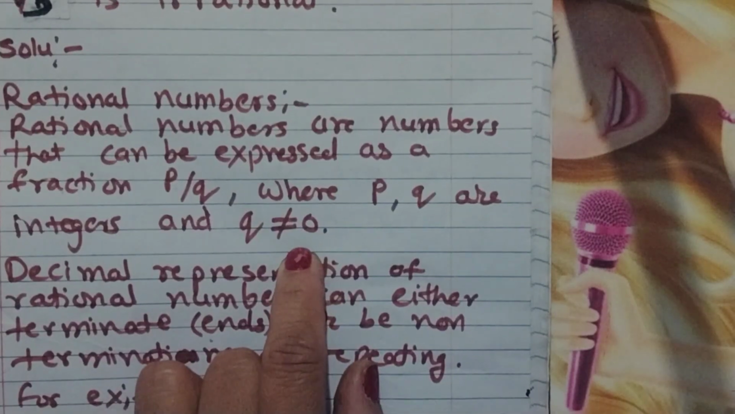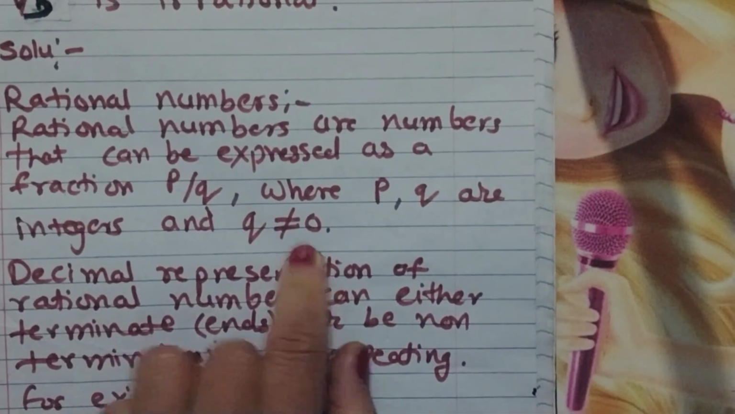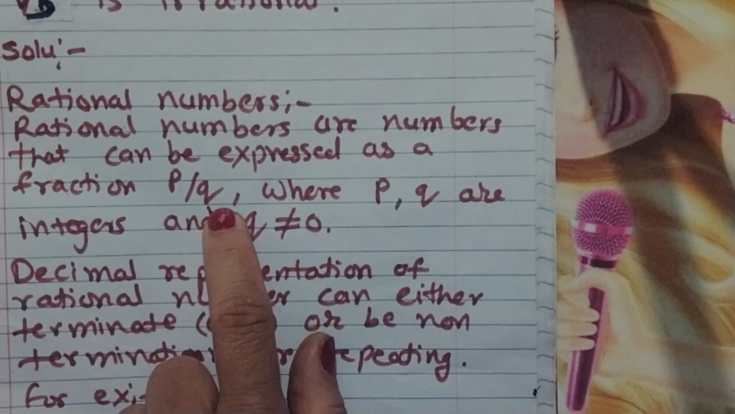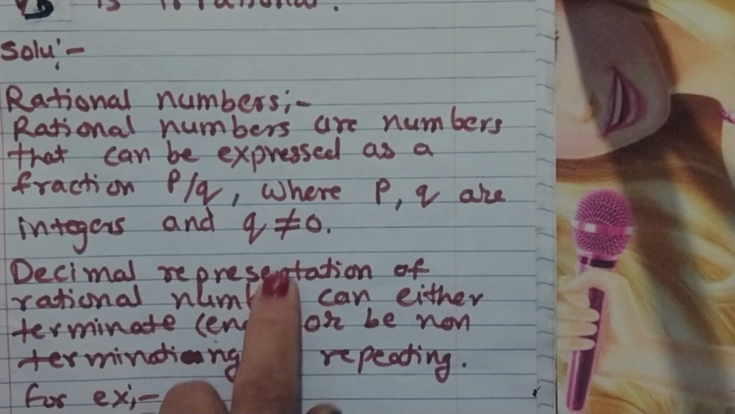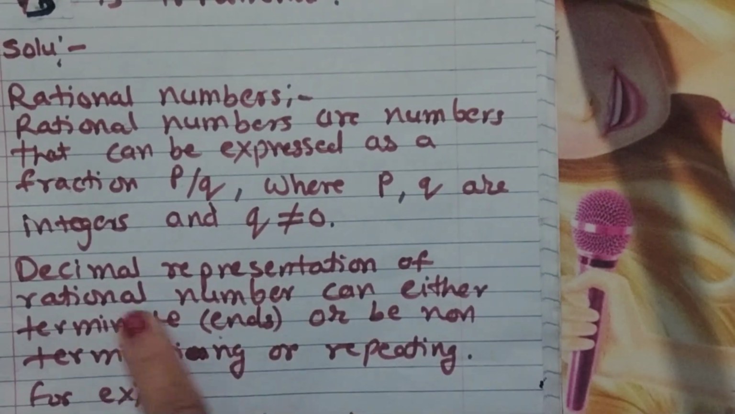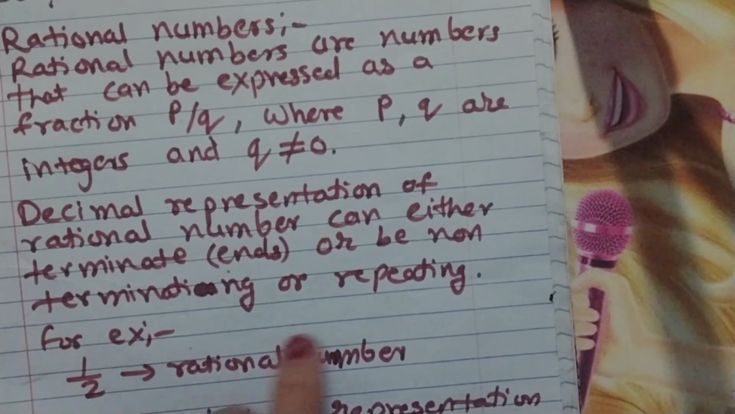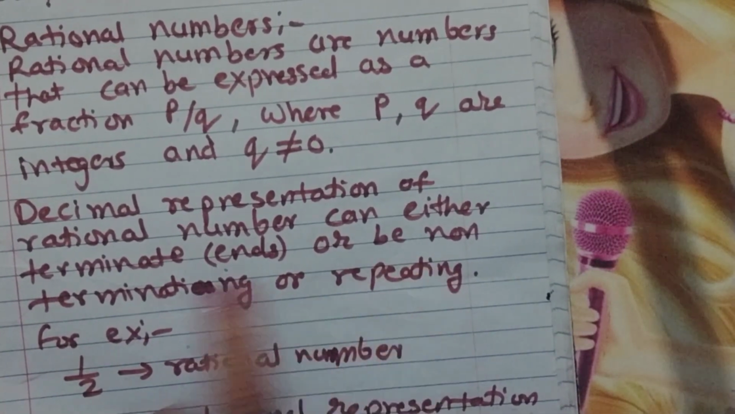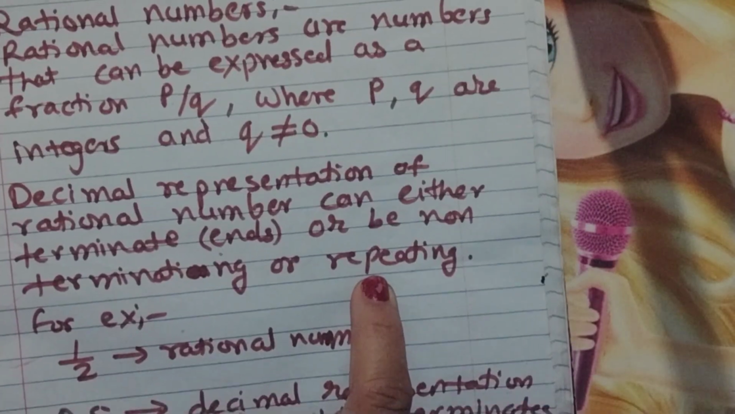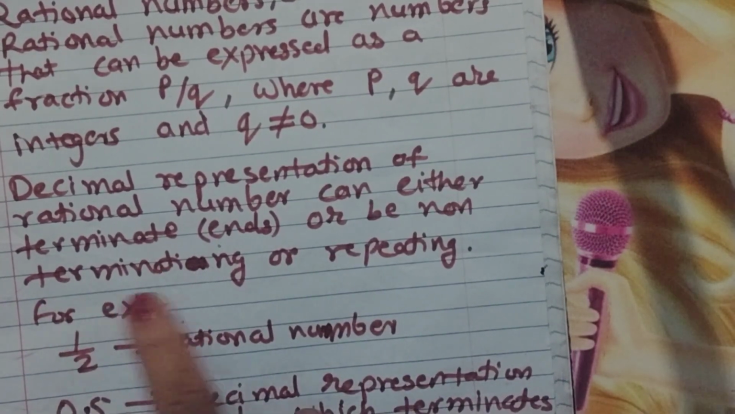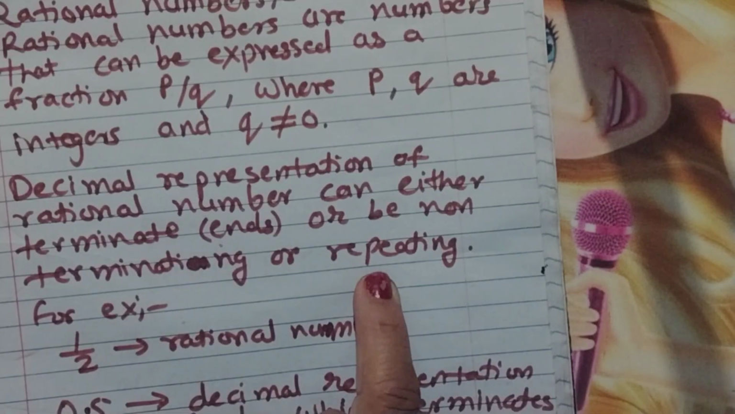Means rational numbers are those numbers which can be expressed in the form of p upon q, where p and q are integers and q should not be equal to 0. Now, the decimal representation of a rational number can either terminate or be non-terminating or repeating. Means their decimal expansion terminates or it may be non-terminating or repeating.